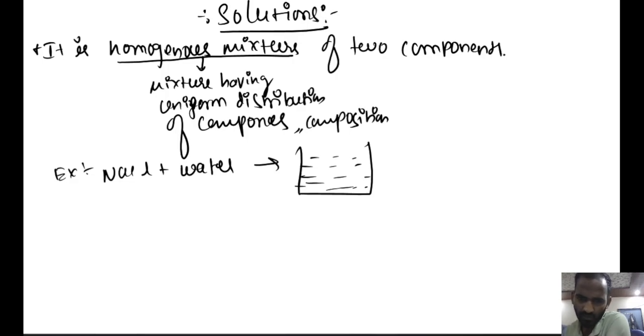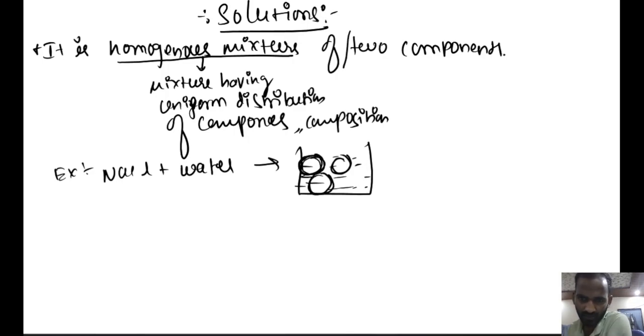You can check here. Suppose I am adding NaCl in water. If I check this portion or this portion or this portion, the properties of this portion will be equal to the other portion. It does not mean that here I am getting more salt and here less salt. No, uniform distribution of the components will be there. Whatever amount of NaCl is here quantitatively, the same amount will be there here also. So that is only called a homogeneous mixture.